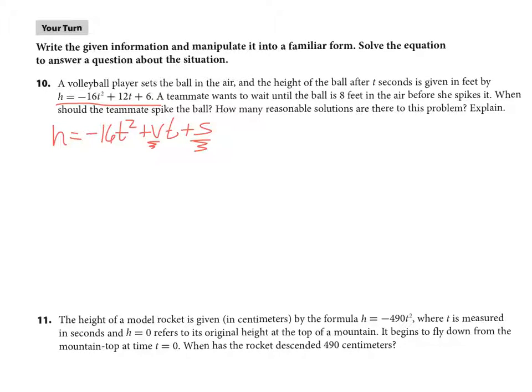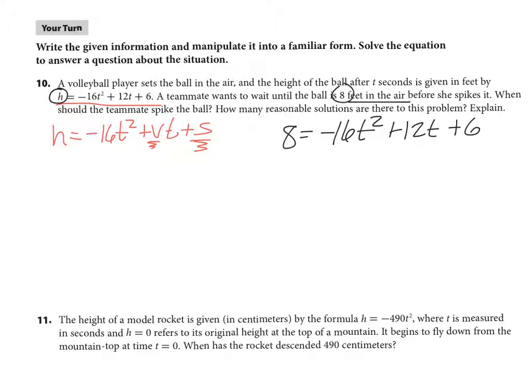A teammate wants to wait until the ball is 8 feet in the air before she spikes it. When should the teammate spike the ball? So we're looking for a time here. How many reasonable solutions are there to this problem? Explain. So in this case, we're not setting it equal to 0. We're wanting to set it equal to 8. That's what we want our height to be. So 8 equals negative 16t squared plus 12t plus 6.